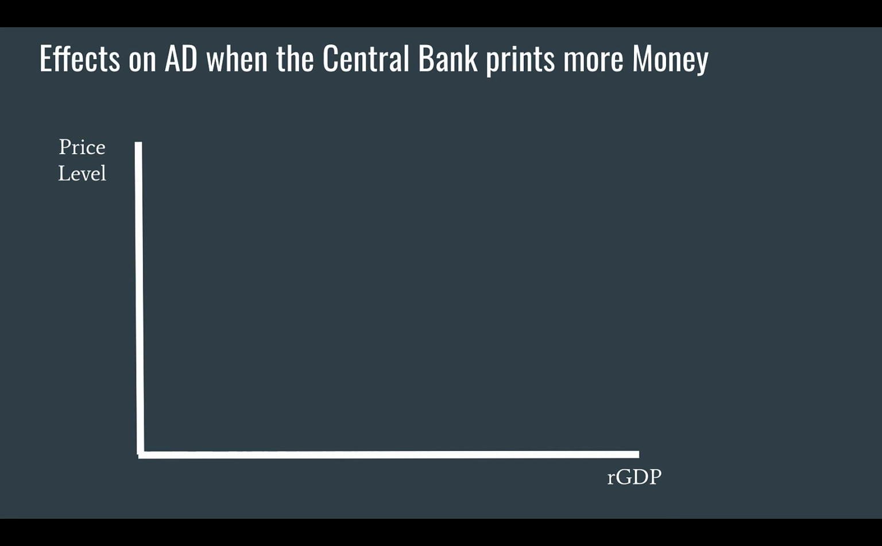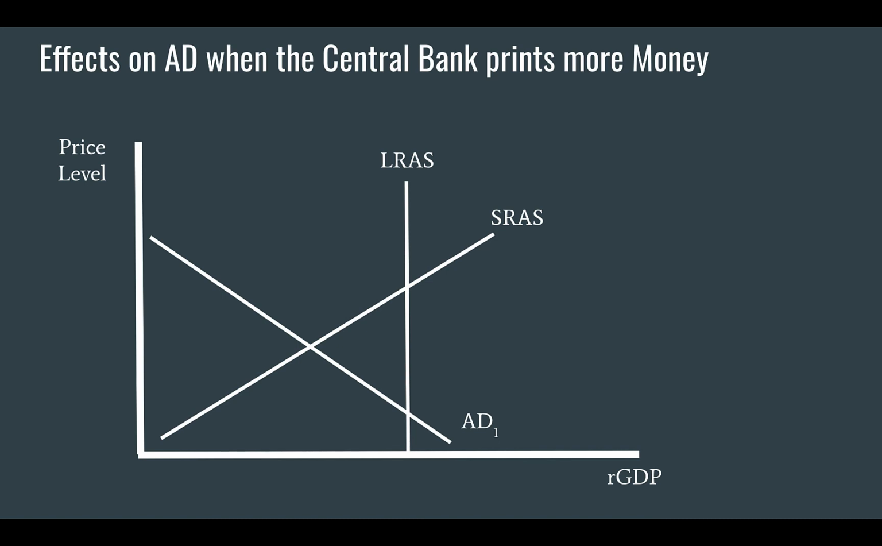Effect on aggregate demand when the central bank prints more money. On this axis we have the price level, that's measuring inflation. On this axis, we have the real GDP, that's measuring total real output. What I'm going to do first is put the long run aggregate supply, then the aggregate demand curve, and then the short run aggregate supply curve.